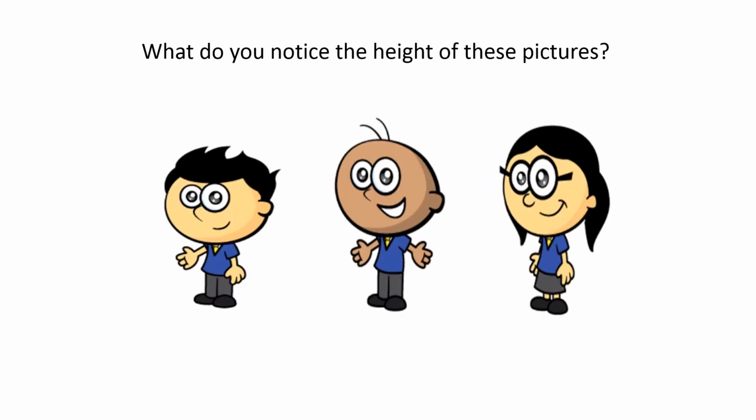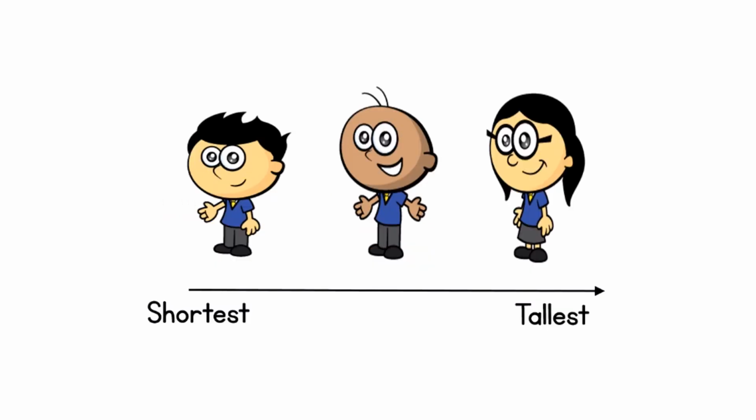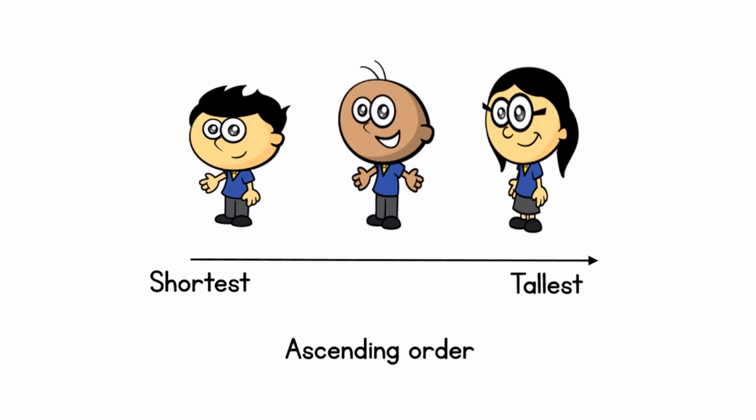I want you all to take a look at these pictures. What do you notice about the height of these pictures? Pause and have a think. So start from the shortest and you end up with the tallest. So as you can see, this little boy, short, and it's going up. And we call this ascending order.